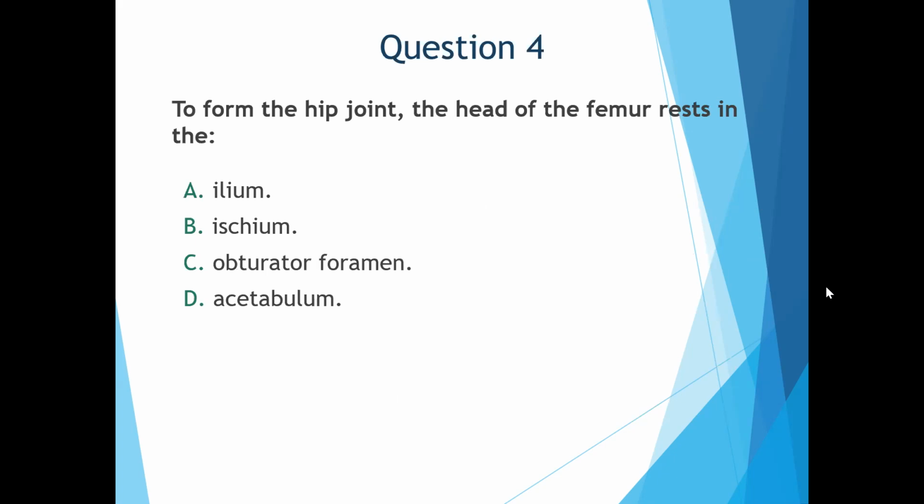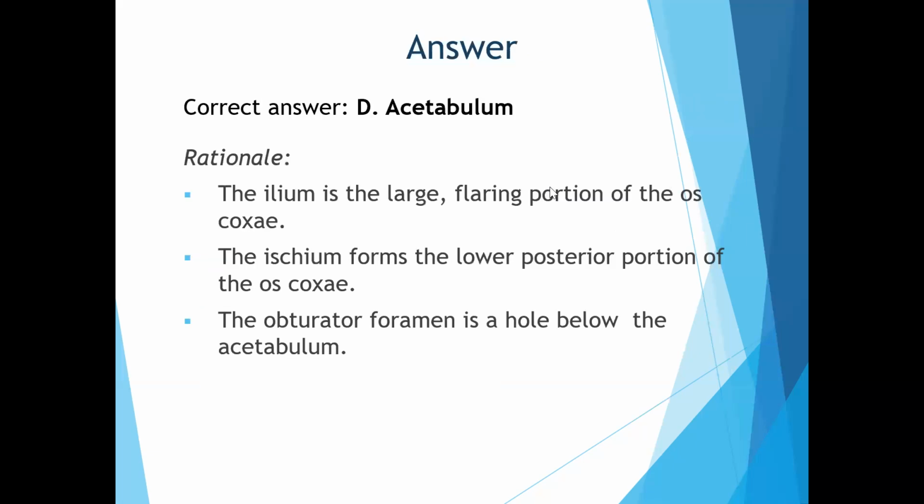All right, question 4. To form the hip joint, the head of the femur rests in the A, ilium, B, ischium, C, obturator foramen, or D, acetabulum. The correct answer is D, acetabulum.